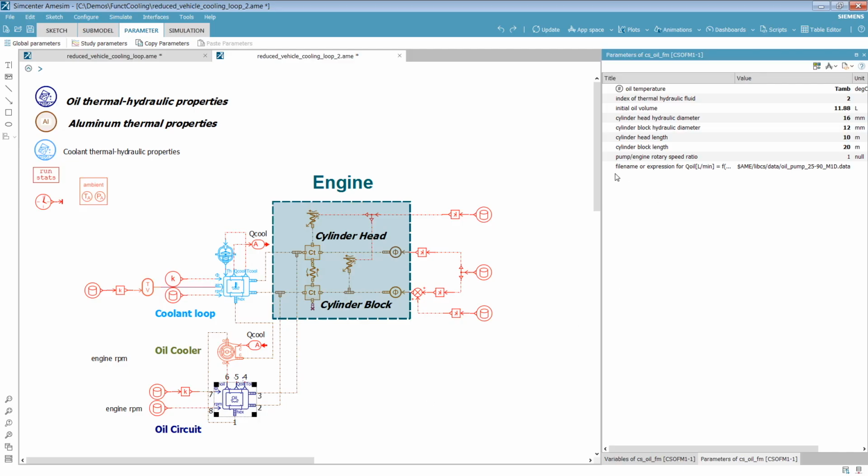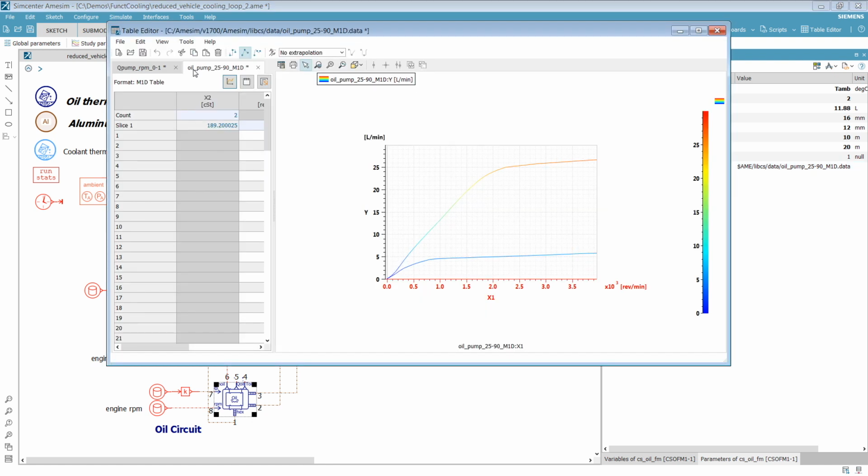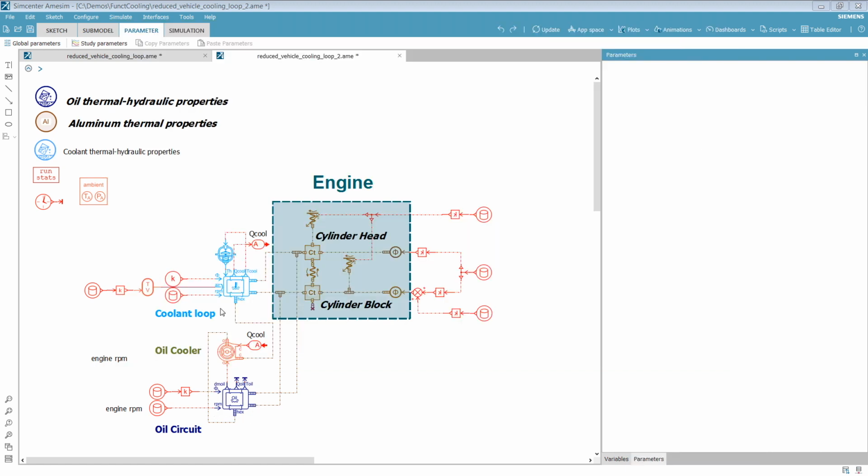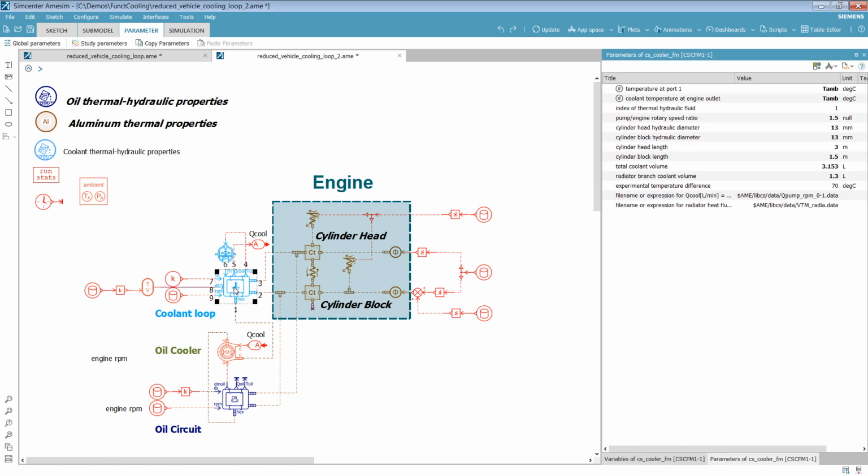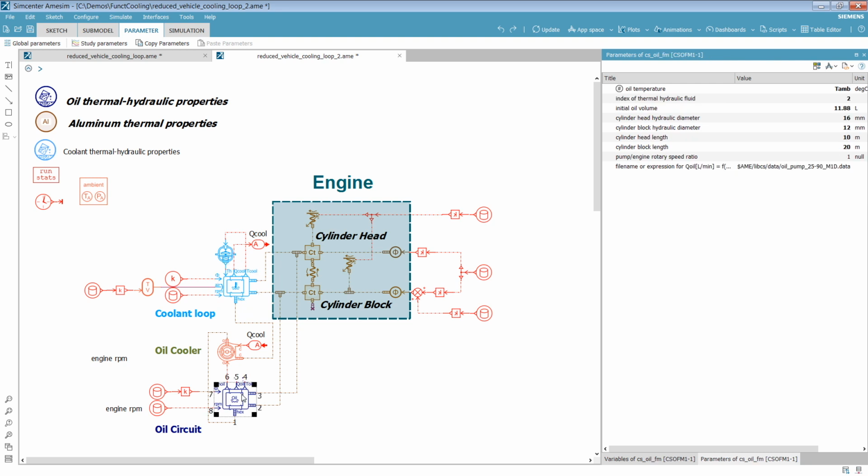Regarding the oil circuit, the principle is quite similar. The two curves shown here were generated for two extreme oil viscosities. The other parameters defining fluid volumes, initial temperatures, and the radial performance data are limited to 13 for the coolant and 9 for the oil.